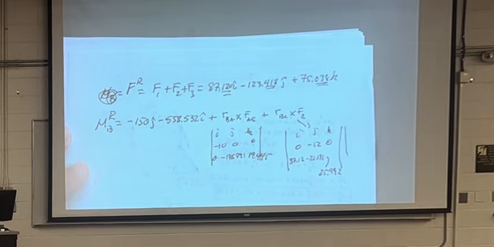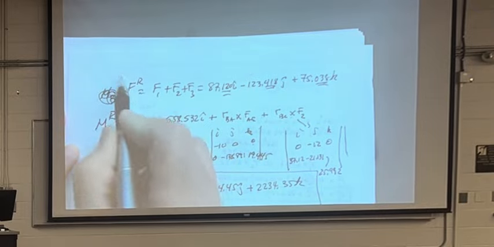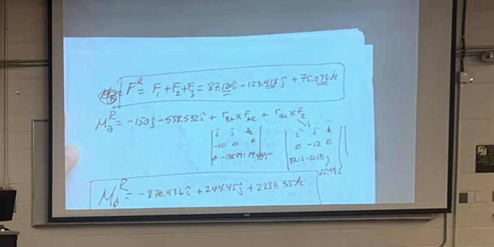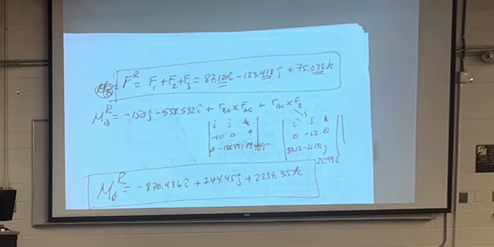Do the determinants, add up i's, add up j's, and you're going to get an MB resultant, which is minus 870.436 i plus 744.45 j plus 2234.35 k. There's my single moment. There's my single force. Does moment B resultant dotted with F resultant equal 0? No. It is not reducible to a single force.